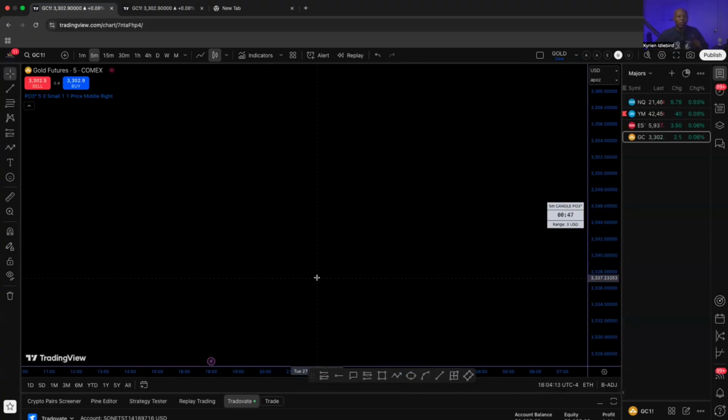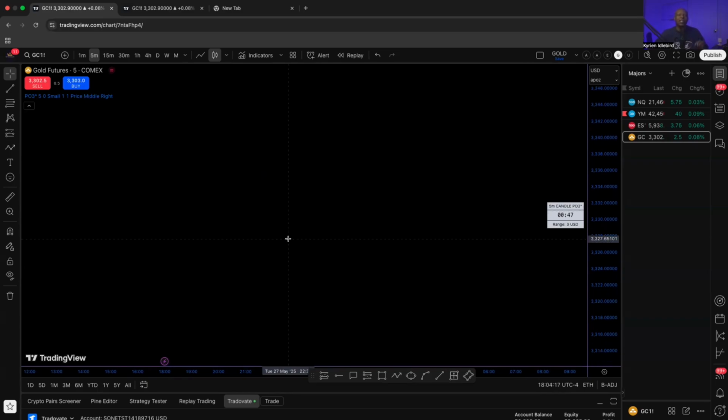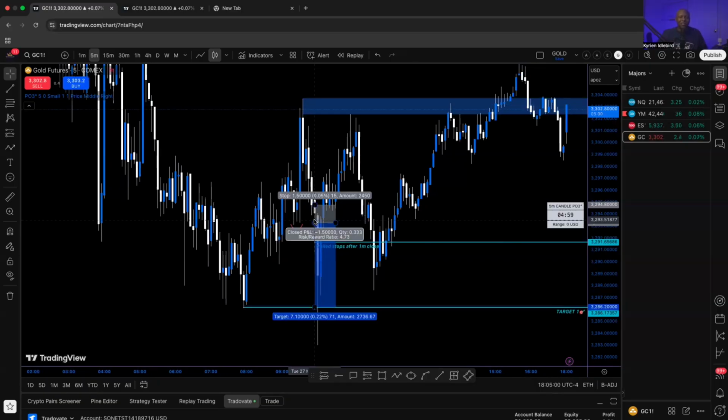So I'm going to break down an exact setup that we took today during the New York session that follows all three of these principles, and how we were able to execute it and how you can execute on it in a step-by-step process. Now, we want to start this off by looking at the 5-minute time frame during the New York session. The 5-minute time frame is going to show us our accumulation, our manipulation, and our distribution.